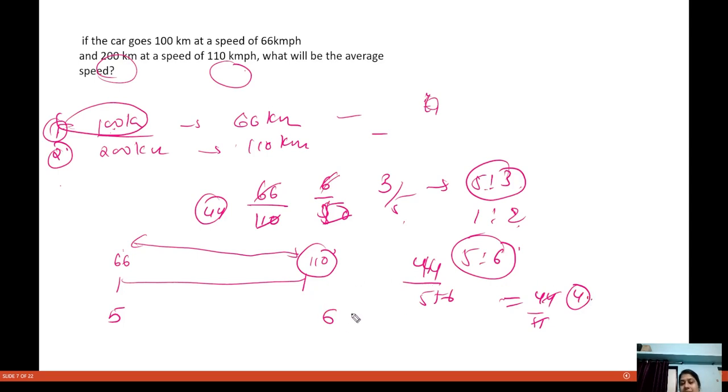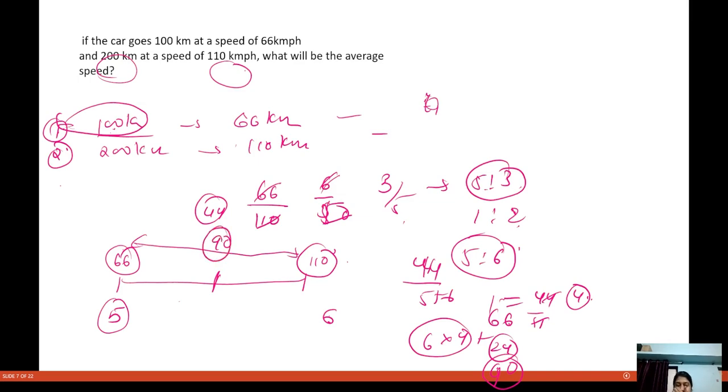Now what you will do, this 6 corresponds to this 66 and this 5 corresponds to this 110. So you can do 6 into 4 is 24. Just add this into 66, and this one becomes 90. So 90 is your average. That was the actual average that we calculated. So now you have 110. Even if you can do by this method also. 5 into 4 is 20, and when you subtract 110 minus 20, you will get 90.